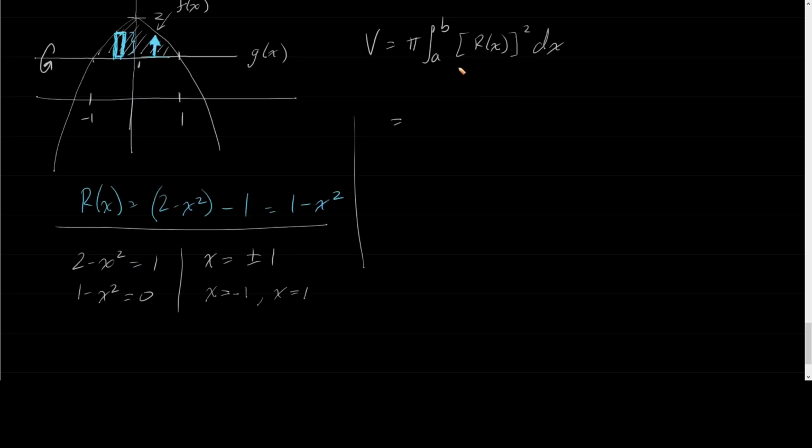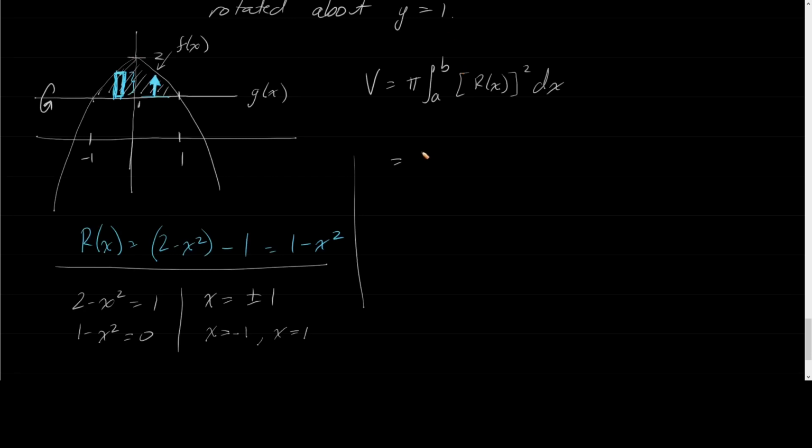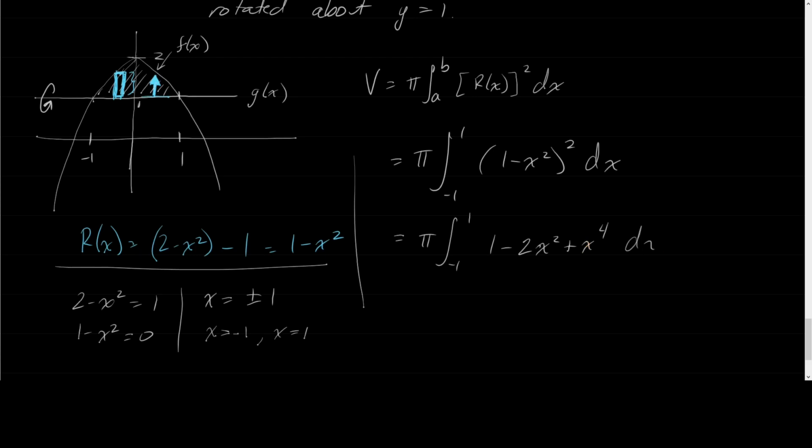So now, what do we get here? We get pi times the integral from negative 1 to 1 of our radius function, which we said was 1 minus x squared, squared, dx. All right, and at that point, let's integrate that. So what do I get? I have pi integral from negative 1 to 1. Expanding this, if I expand this, I end up with 1 minus 2x squared plus x to the fourth dx.